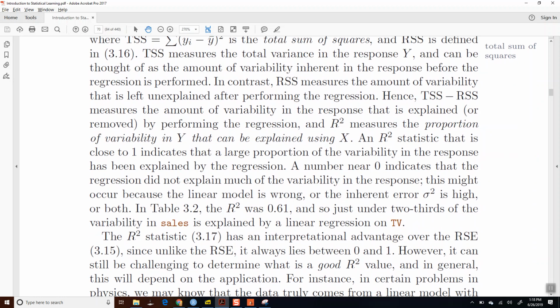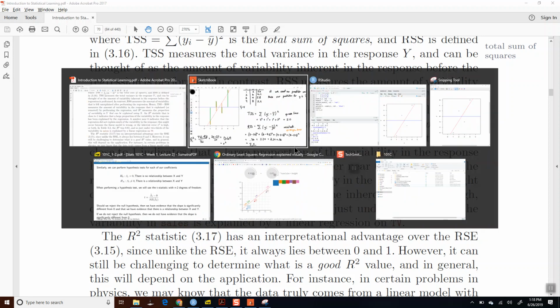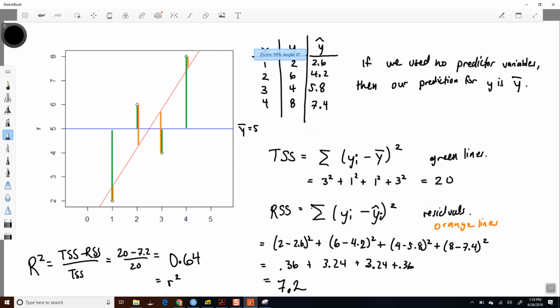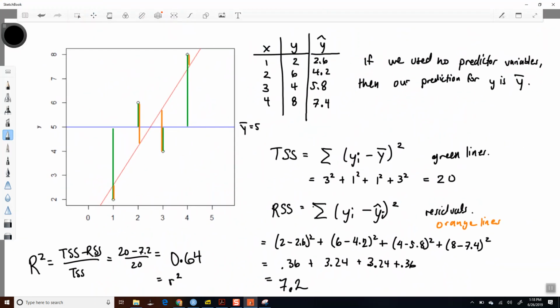And so R squared measures the proportion of variability in Y that can be explained using X, okay? So the total variability in Y is given by this TSS, just here's the mean and the values, how much do the values deviate from the mean, and when you total all of that up, that's your total sum of squared. And by using some predictor variable like X, maybe we can get an improvement, where on an individual level, maybe it's better, maybe it's not better.